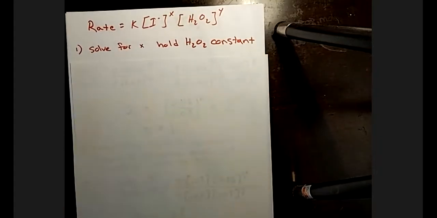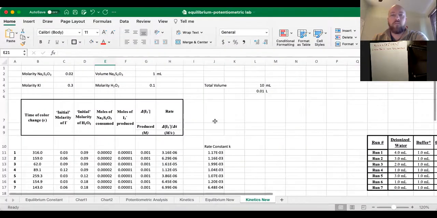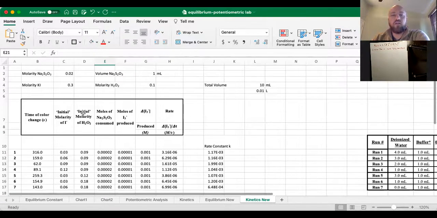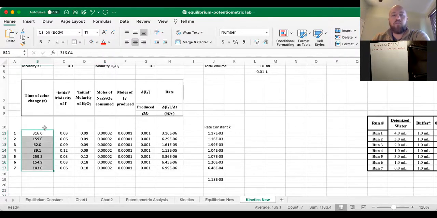Now, we can do this by looking at our data. I'm going to show you some data here. My data table is going to look a little different than yours, only because I have a different set of data. Nonetheless, I have time values for every run, and we have concentrations for each run. In order to hold the peroxide constant, we want to select a comparison of two experiments in which we hold the peroxide constant. In this case, experiments 1 to 4, we're holding the peroxide constant.